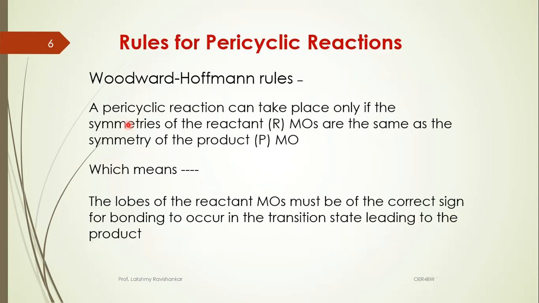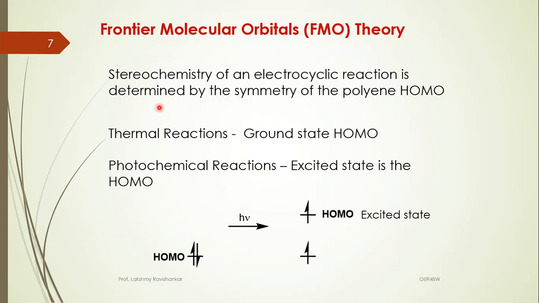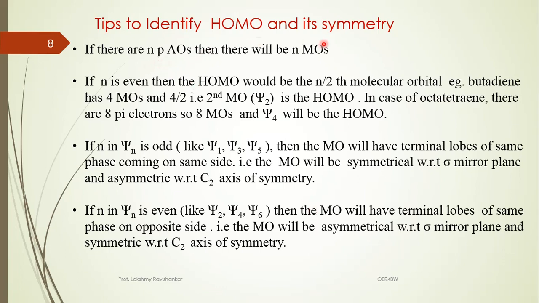Woodward-Hoffmann came out with a set of rules after studying several pericyclic reactions, and according to them, a pericyclic reaction can take place only if the symmetries of the reactant molecular orbitals are the same as the symmetry of the product molecular orbital, which essentially means that the lobes of the reactant MOs must be of the correct sign in order for bonding to occur in the transition state so that the product is formed. So the stereochemistry of an electrocyclic reaction is essentially determined by the symmetry of the polyene HOMO. So we need to identify the HOMO, and in thermal conditions the ground state is my HOMO, whereas under photochemical conditions one of the electrons is shifted to the first excited state, which now becomes my new HOMO.